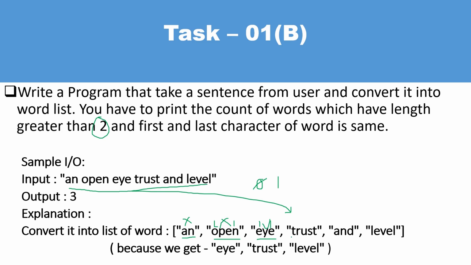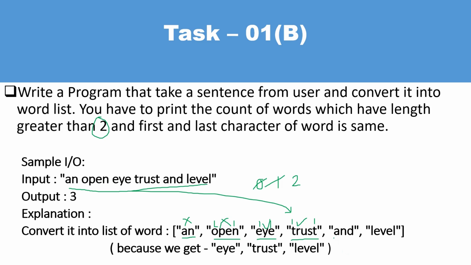Okay, so now let's move to the next one, which is trust, and we can say that the length here is 5, which is greater than 2, alright, as well as the first and the last character we can see here is T, which is the same. So we are going to consider this one as well, and now our count is not 1, it is 2. We have two words which are meeting these conditions.